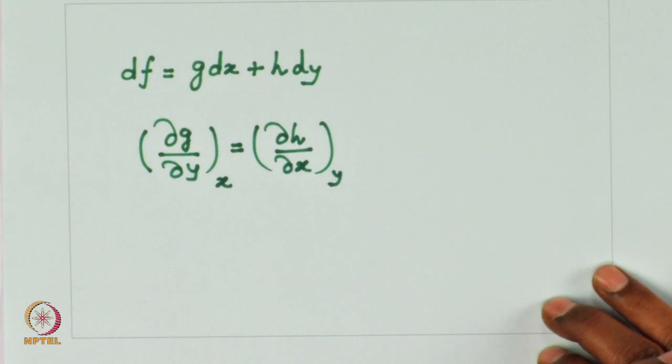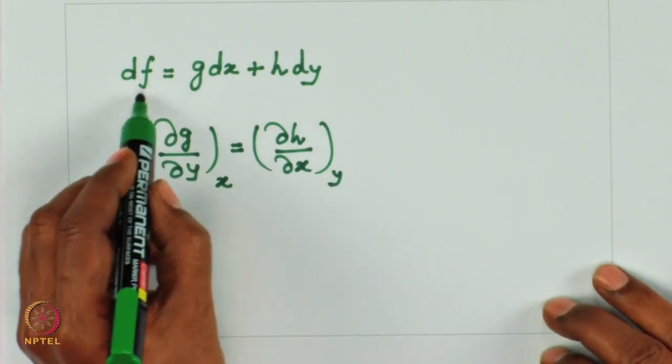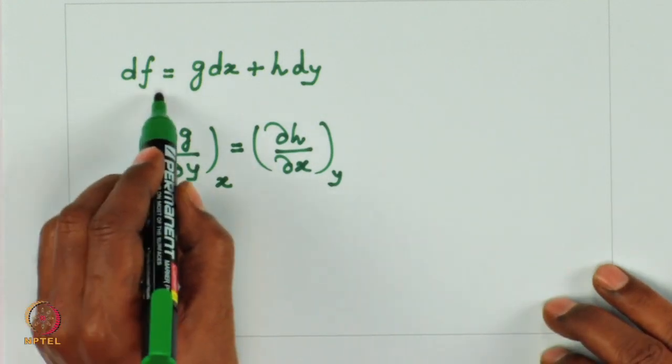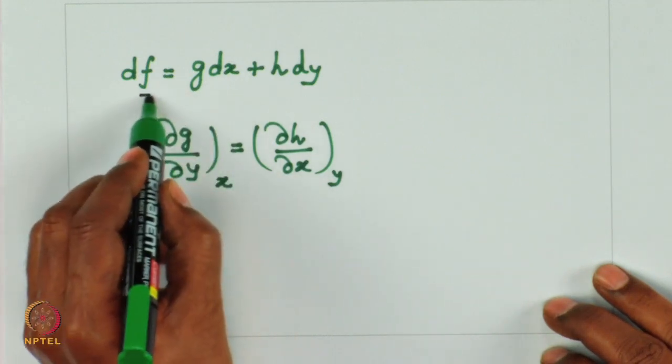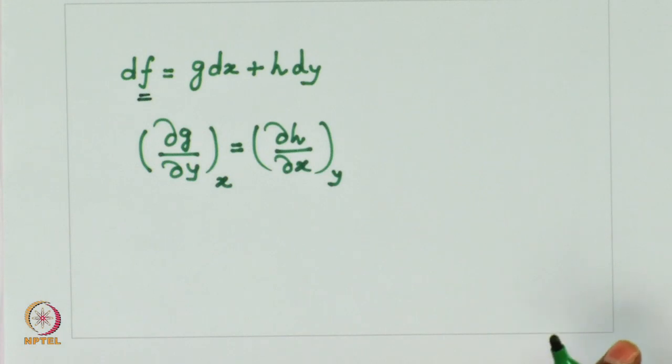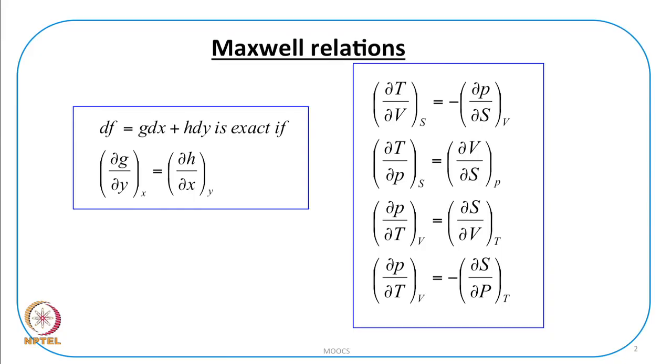So, exact differentials, once again I am repeating, df is exact if f is a state property. Now, we will make use of this fact to derive Maxwell relations, 4 Maxwell relations which you can see on the screen.